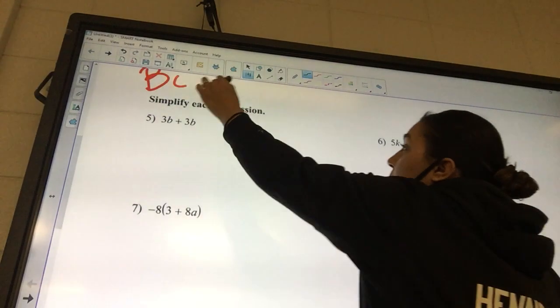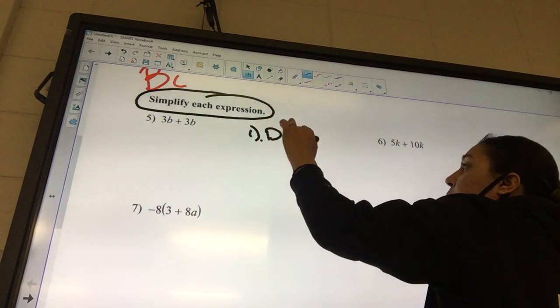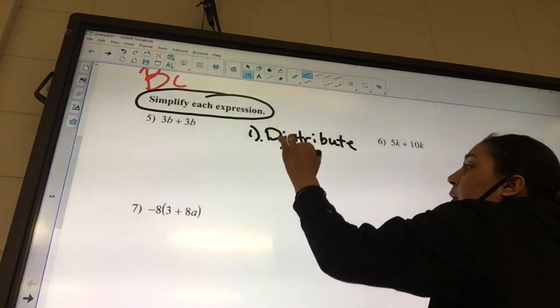Okay, on these problems, when the direction says this, your first step is going to be distribute. What does distribute mean? It means multiply.